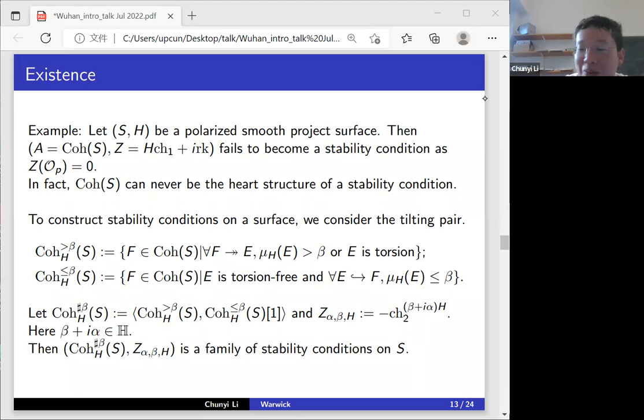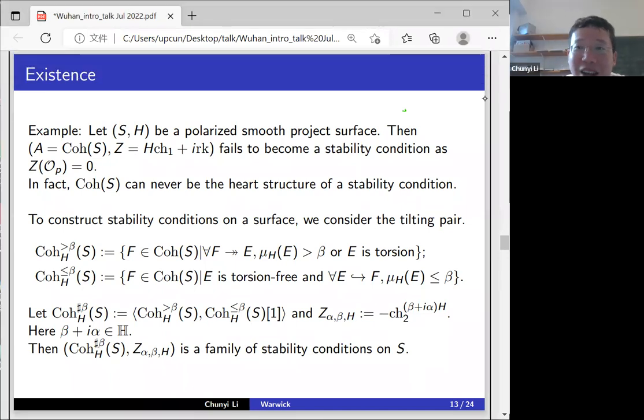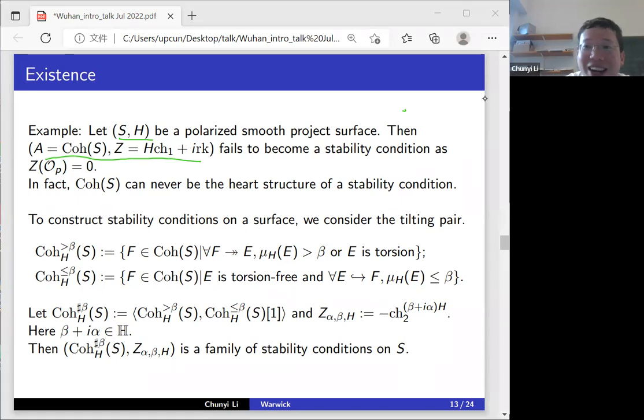So one remark is about the existence of a stability condition, which is a non-trivial question. For example, if you just do naive things for a stability condition on a surface, on any surface, you simply fail. The reason for that is that we use the standard heart and the standard slope function.